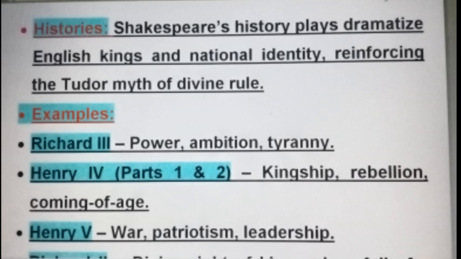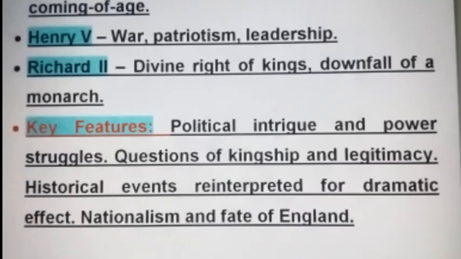The thematic elements in Shakespeare's history plays. Shakespeare's history plays dramatize English kings and national identity, reinforcing the Tudor myth of divine rule. For example, Richard III: themes of power, ambition, and tyranny. Henry IV Parts One and Two: themes like kingship, rebellion, coming of age. Henry V: war, patriotism, leadership. Richard II: divine right of kings, downfall of a monarch.